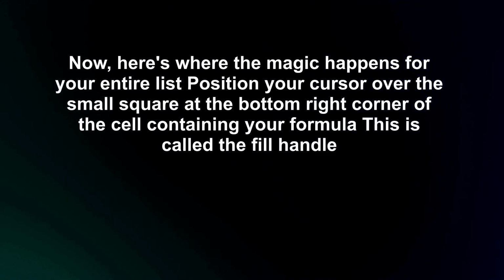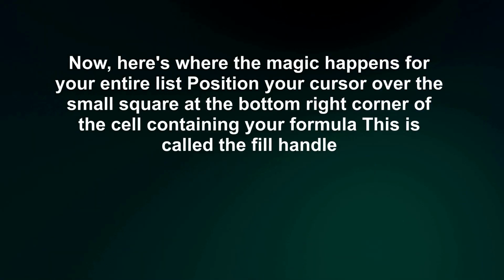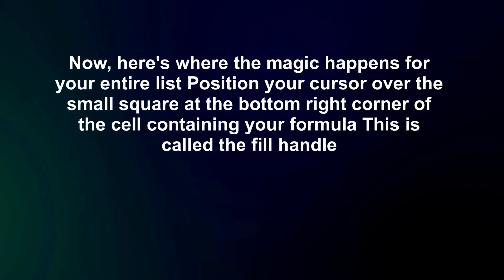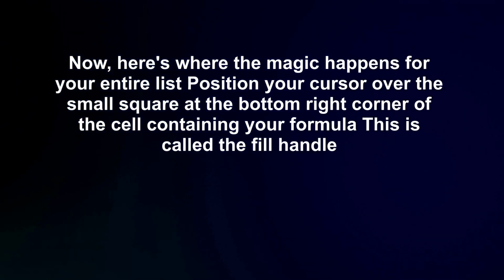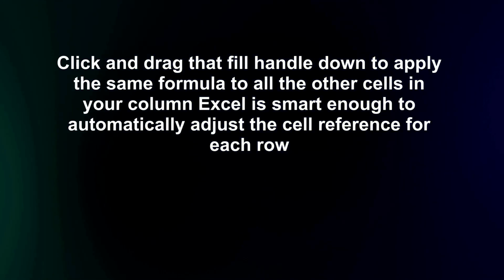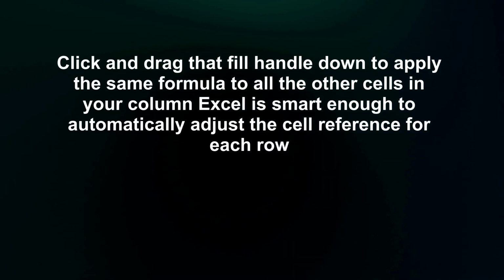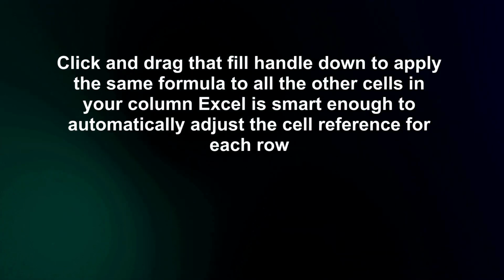Now, here's where the magic happens for your entire list. Position your cursor over the small square at the bottom right corner of the cell containing your formula. This is called the fill handle. Click and drag that fill handle down to apply the same formula to all the other cells in your column. Excel is smart enough to automatically adjust the cell reference for each row.